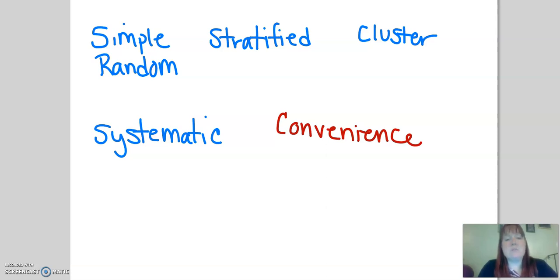So there's lots of different ways that we can take samples. The blue ones I have listed here are good ones, and the red one is a bad one. So let's start with the red one. This is a convenient sample, and a convenient sample means that I just ask the people that are closest to me, or that are the easiest to reach.